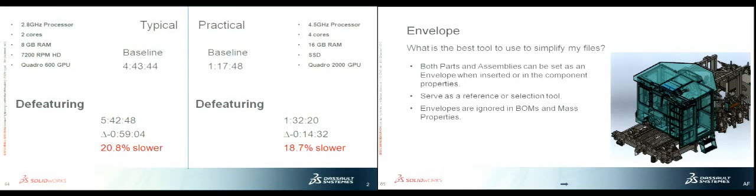All right, envelopes. We're trying to see what we can do to simplify the model because we know that simplification of the model is the best way to get higher performance, right? Getting as much of that massive calculation out of the model as possible is going to help us out. Envelope is one way of doing that, and I look at it as a space claim.